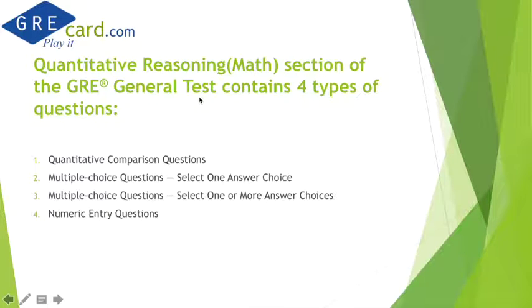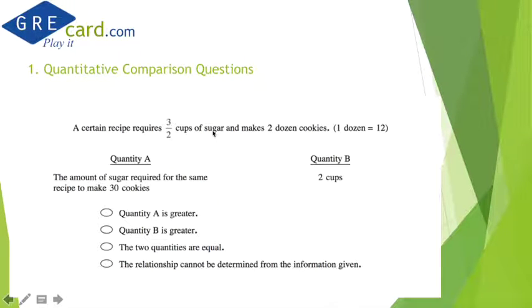Okay, these are the types of questions on the quantitative reasoning section. The math section, you have comparison questions, one answer correct, multiple answers correct, and numerical entry questions. I'll show you examples of each in a moment. Okay, this is the quantitative comparison questions where you have a question and quantity A and quantity B. Option A if quantity A is greater, option B if quantity B is greater, option C if they are equal, and option D if you can't determine the relationship.